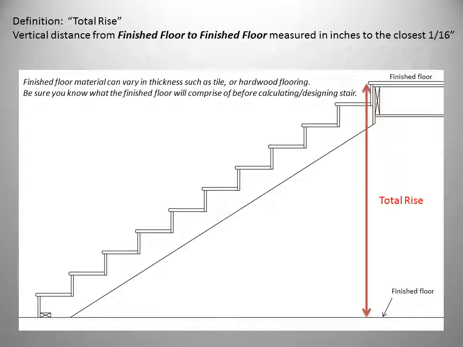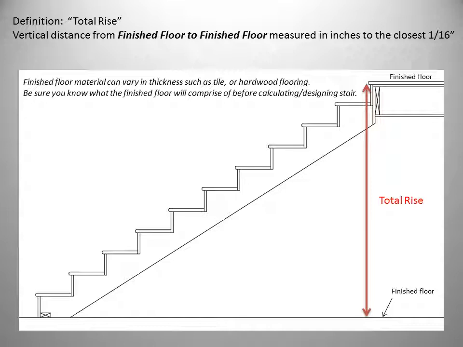Because flooring materials can vary in thickness, such as tile or hardwood flooring or carpet, be sure that you know what materials will be going on the various surfaces, the upper floor, the lower floor, and the treads. If all the materials are the same, for instance, everything is covered in the same carpet, then you can simply measure the distance from subfloor to subfloor, and all the materials will increase the same distance and your total rise will not change.